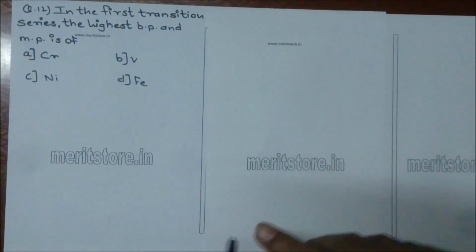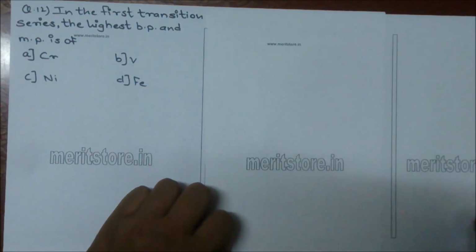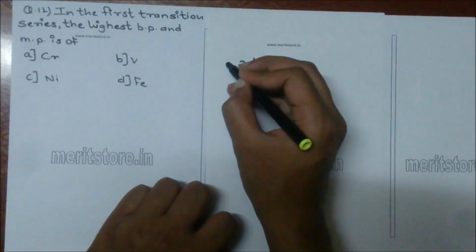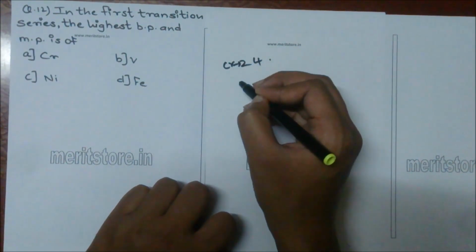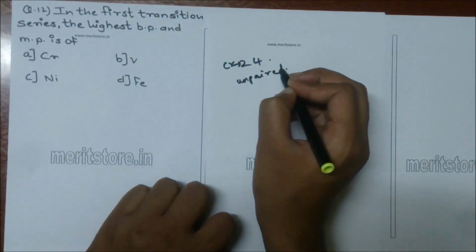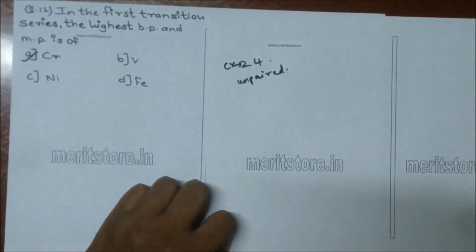Question number 12. In the first transition series, the highest boiling point and melting point is of A chromium, B vanadium, C nickel, and D iron. Of all these, the atomic number of chromium is 24. It has the maximum number of unpaired electrons. So it will have the highest boiling point and melting point. So option A is the correct answer.